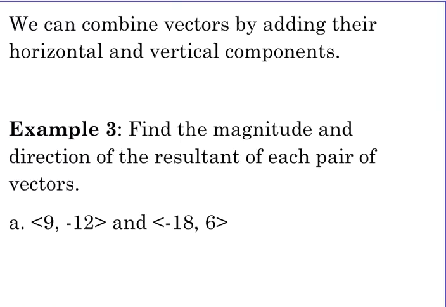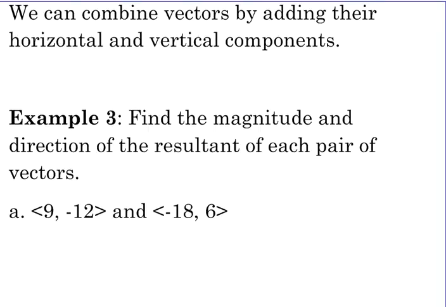Vectors. In order to put vectors together, you don't just add them together. If you have a vector of magnitude 5 and a vector of magnitude 7, the result does not have a magnitude of 12. You can't just add their magnitudes together. You have to break them down into their components and combine their components.